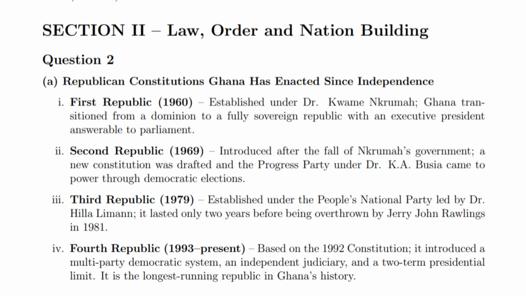So, the Republican constitutions Ghana has enacted since independence. You have the First Republic with the explanation over there. You have the Second Republic with the explanation over there. We have the Third Republic, and then we have the Fourth Republic. If you have any problem with our answers over there, please write in the comment section, and I'll do well to change it. So we have ways to acquire Ghana citizenship.